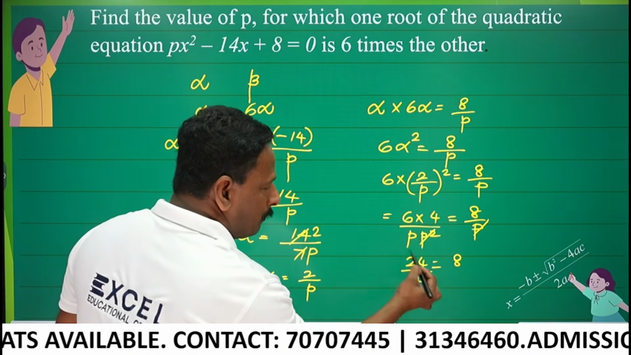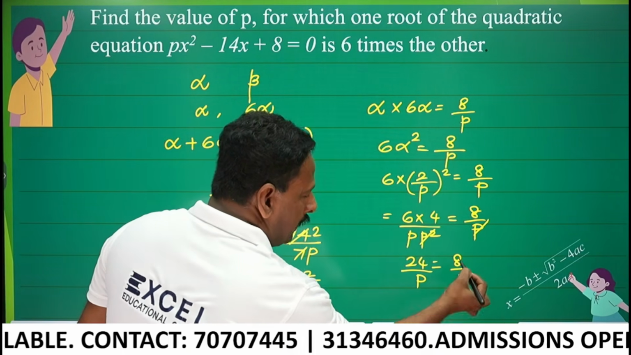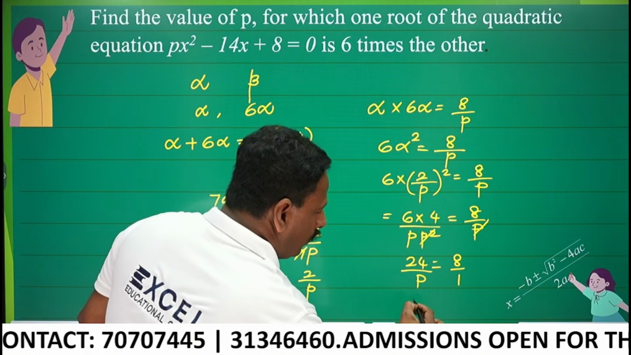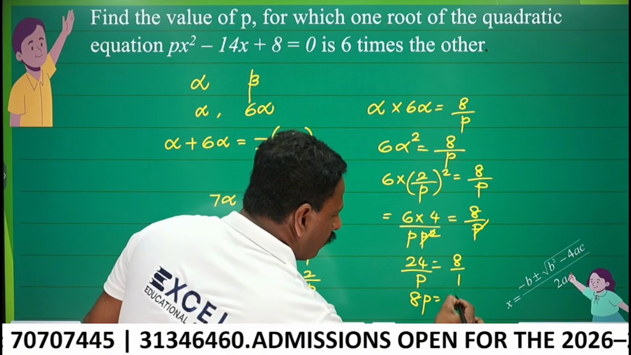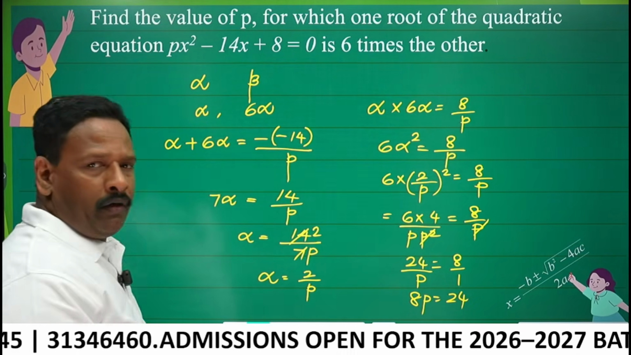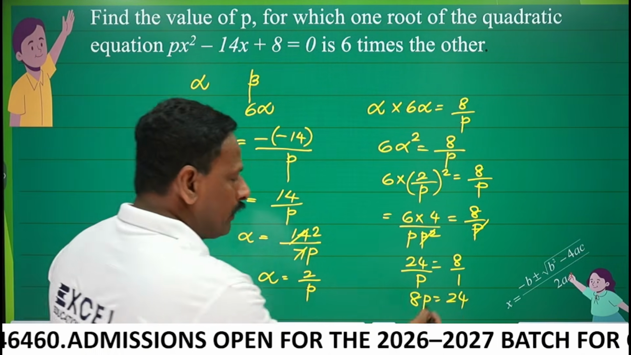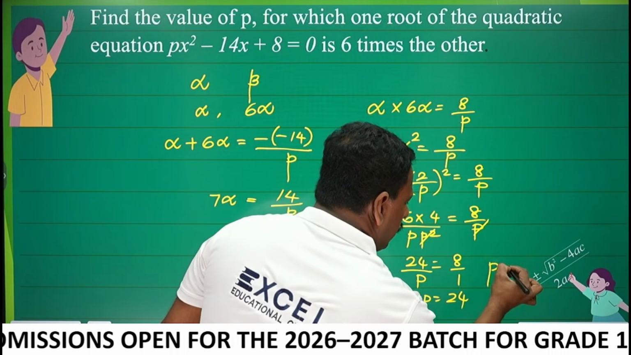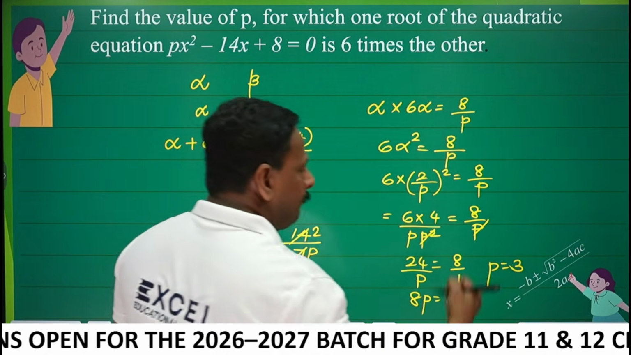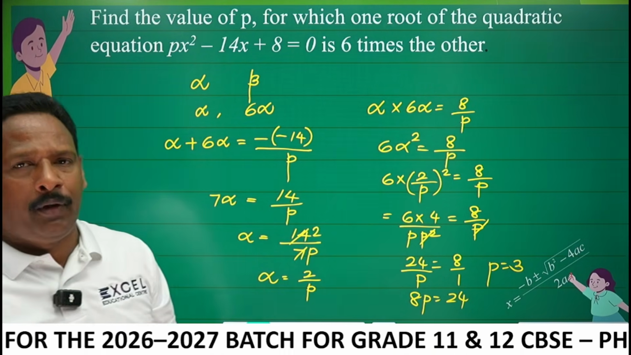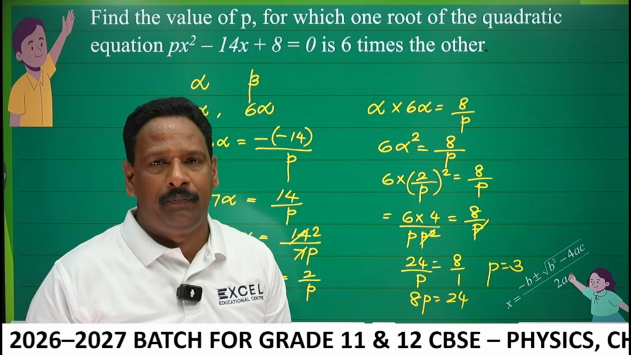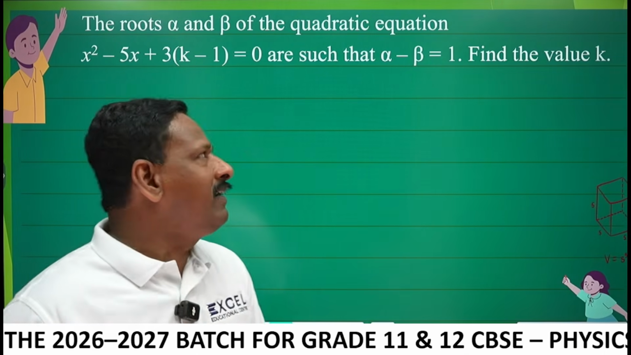Or if you cross multiply, what you get is 8p equal to 24. Or p will be equal to 24 by 8. That is p equal to 3. So we got the value of p as 3. Okay, now we can move on to the next question.